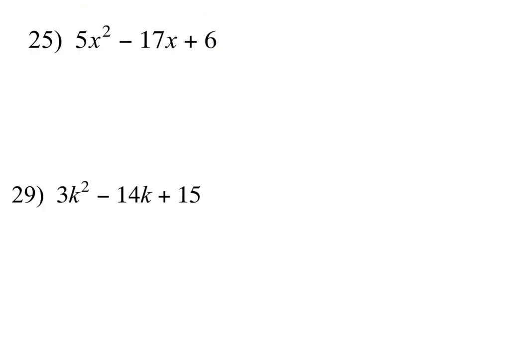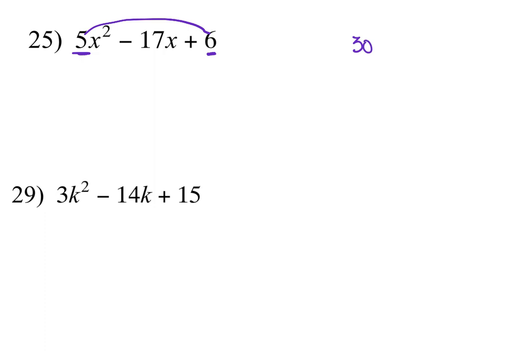Always. So you're going to look 5, 17, and 6. They have no common factors. But my leading coefficient is not a 1. So now I'm going to do the method where I multiply across. All right? So I'm going to take the 5 and the 6, and I'm going to multiply across here. So when I multiply across, I get 30.